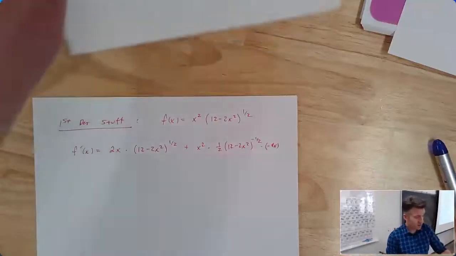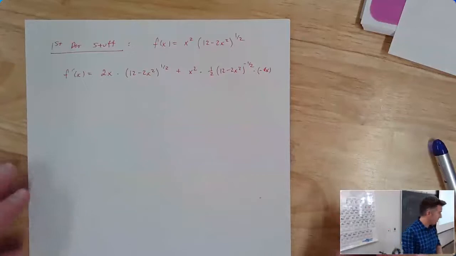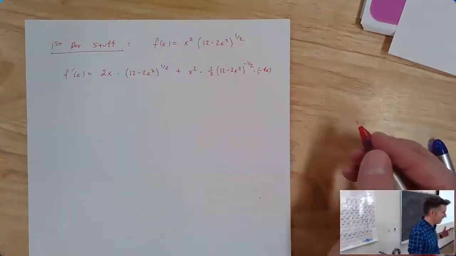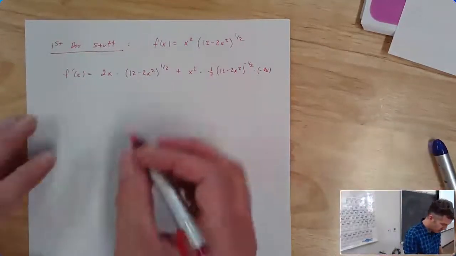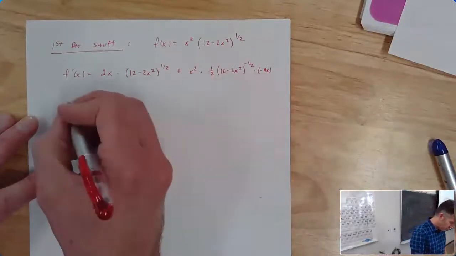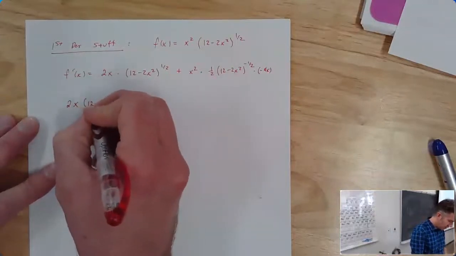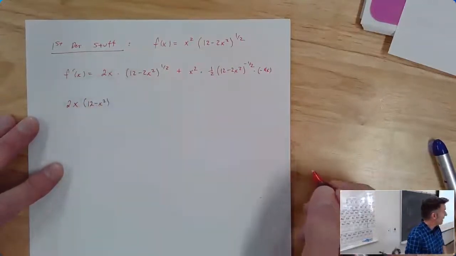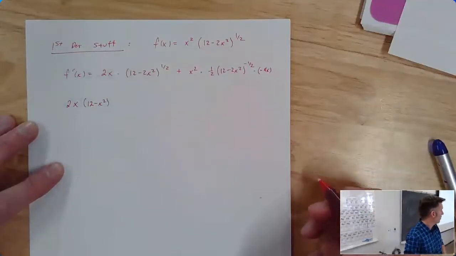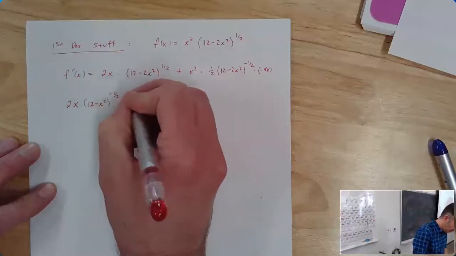And I definitely want to simplify this because the whole idea here is I'm going to take my derivative and then find my critical values. And really, we have to be able to factor and simplify as much as possible. So let's see, I can factor out a 2x for sure. I can also factor out a 12 minus x squared to the lesser power. We're always factoring out the smaller power. I'm going to factor out (12 minus 2x squared) to the negative 1/2.